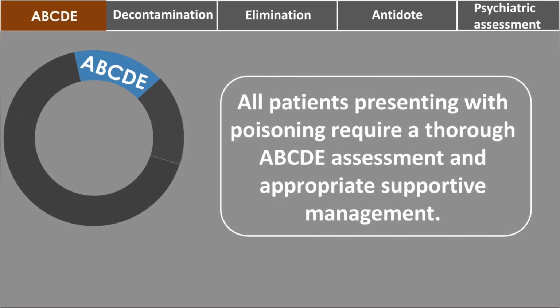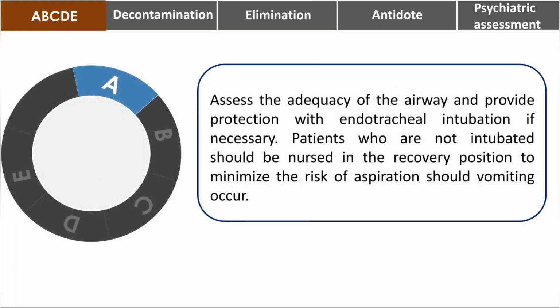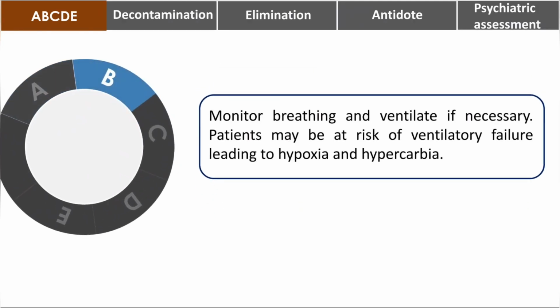Coming to ABCDE. For all patients presenting with poisoning, you have to do a thorough ABCD and good supportive management. In the airway, if the patient's airway is inadequate, you have to provide endotracheal intubation if necessary, especially if the patient is unconscious and there is no reversible drug to do it. If the patient is not intubated, if the loss of consciousness, for example, is temporary, you have to put the patient in the recovery position, left lateral, in order to minimize the risk of aspiration if vomiting happens.